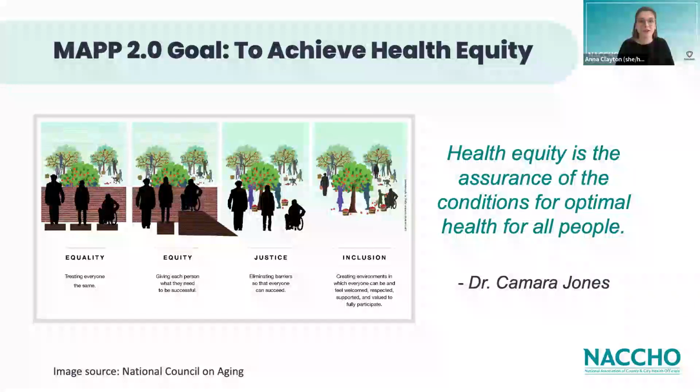As seen in this image here, which distinguishes equality from equity, and then even further from justice and inclusion, by centering equity, we're centering the idea that public health should provide each community member with what is needed for them to achieve health, rather than applying broad stroke solutions to improve health for some while excluding others. MAPP 2.0 centers health equity by encouraging meaningful engagement of community members, identifying inequities and their root causes, and implementing upstream actions that will address those root causes rather than only focusing on health outcomes or social determinants of health.